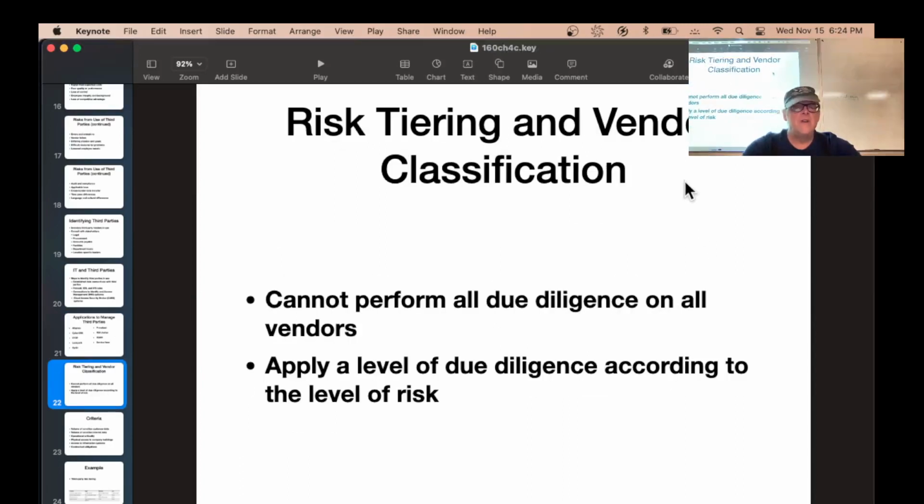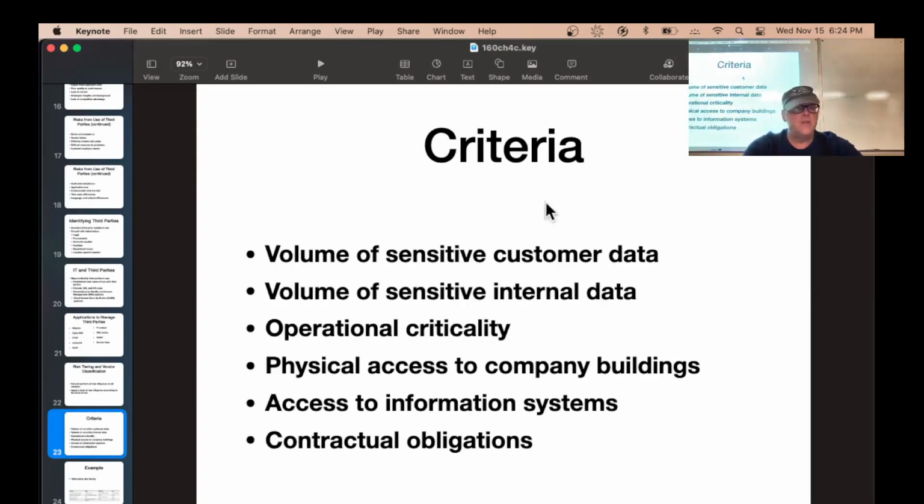And so you've got risk tiering, where you try to figure out how risky these third parties are. This is a level of due diligence where you decide how much do we trust these guys, and therefore what should we really be asking them to do. And so things you'll consider: are they going to handle sensitive customer data or internal data? How critical is it to our business, what would happen if they just stopped working? How much would that hurt us?